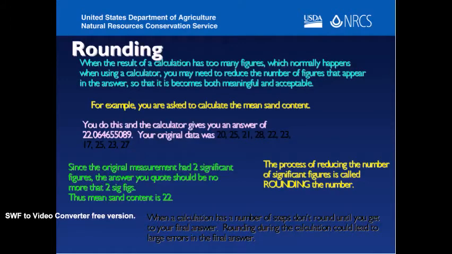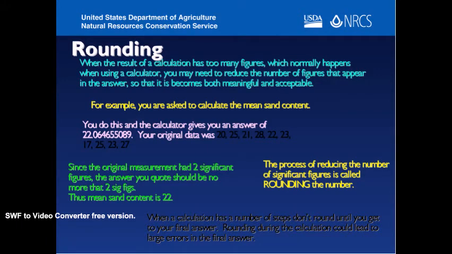Let's talk about rounding your data. When the result of a calculation has too many figures, and that's normally what happens whenever you use a calculator, you may need to reduce that number of figures that appear in the answer so that it becomes both meaningful and acceptable. For example, you've gone out to the field and you've hand textured your sand contents in addition to your clay contents, and you're asked to provide a mean sand content. And so you enter all of your data into the calculator, and you've put in all of your integer fields, and the result from the calculator comes out to 22.06465, whatever the heck it might be. It'll run out as far as it can on the decimal places.